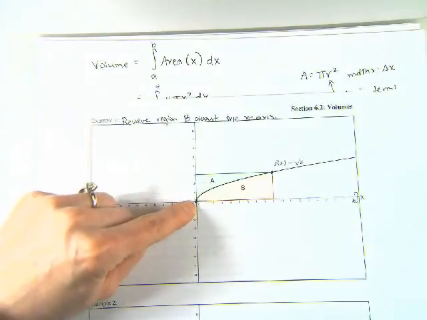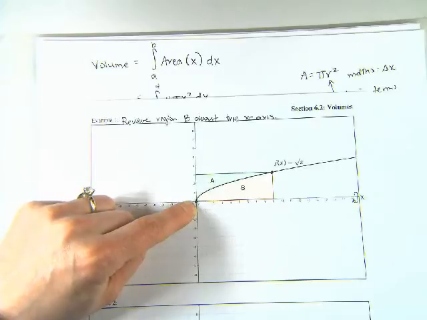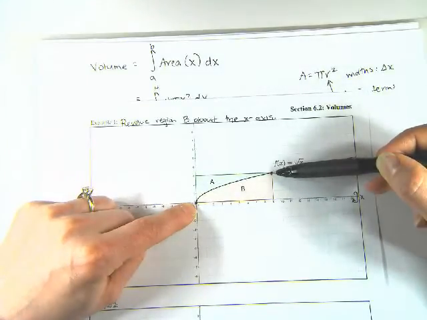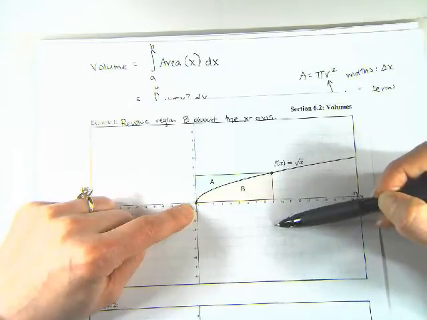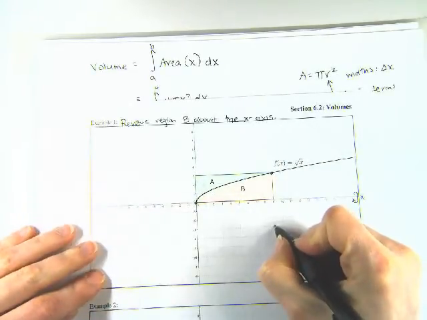Now, if I revolve the point 0, 0 about the x-axis, what's going to happen to it? It's not going anywhere. It's going to stay there. But if I revolve this one, where would it go? It'd go down here to negative 3. So right now it's at (9, 3). It would go down to (9, -3).